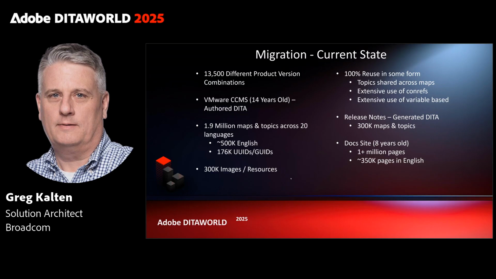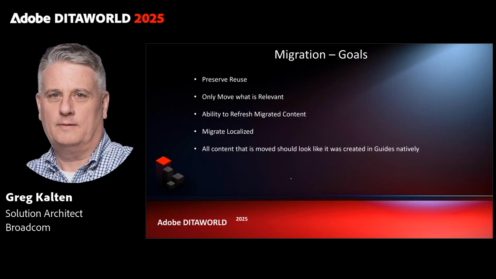So these are the things that we needed to move into an AEM environment. The goals we had were, one, preserve reuse. Every single piece of information that we were using was used in multiple ways, from either shared topics, conrefs, heavy use of variables. Secondly, we only wanted to move what was relevant.